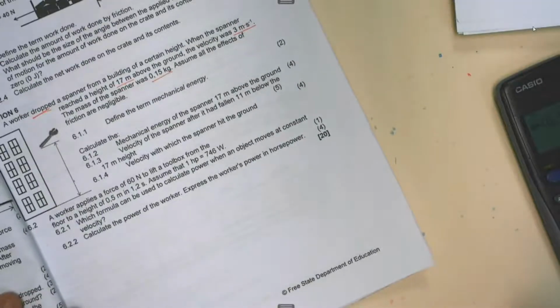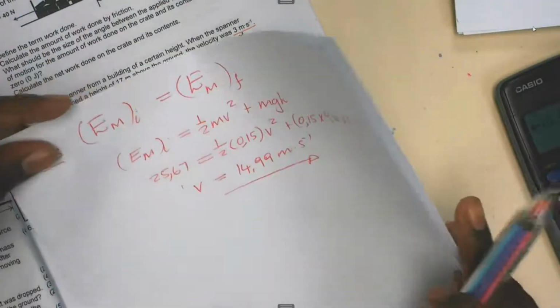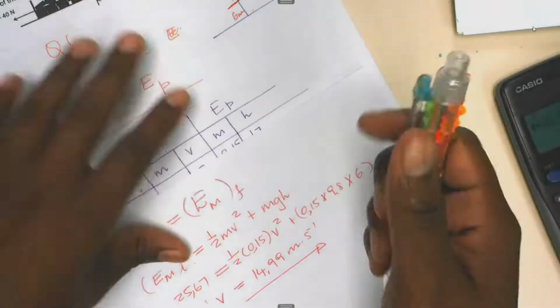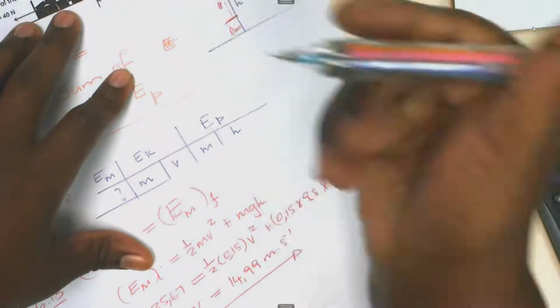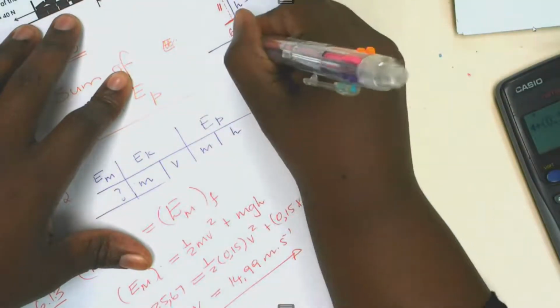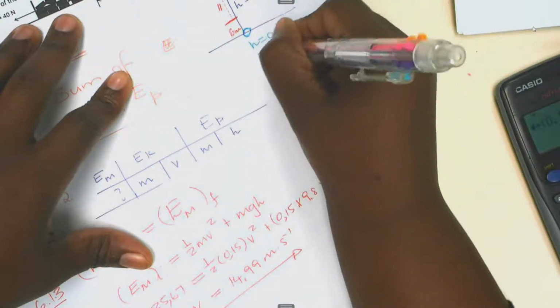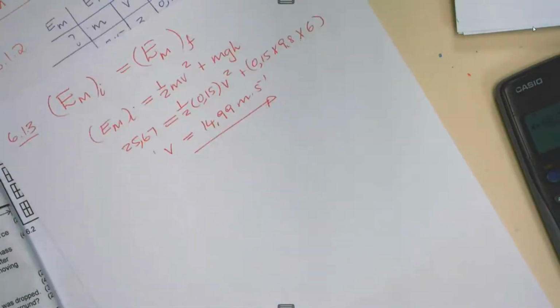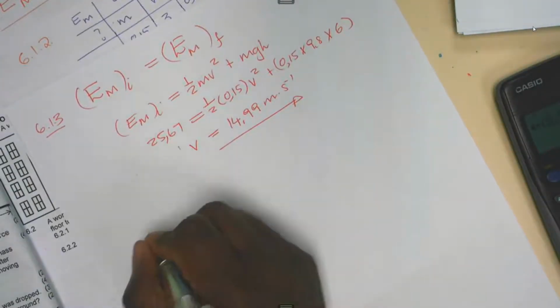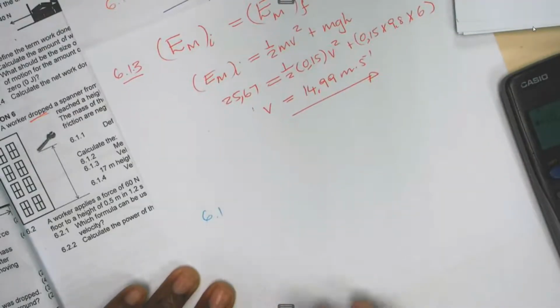Then 6.1.4, calculate the velocity with which the spanner hits the ground. So now they are saying the spanner, let me use blue, it's hitting the ground. When it's hitting the ground, that means H is going to be 0. Therefore, EP on the ground will be 0. So we will say this is 6.1.4.